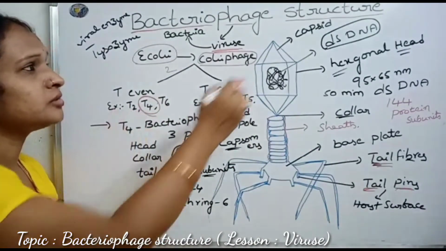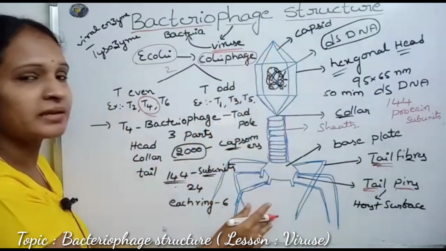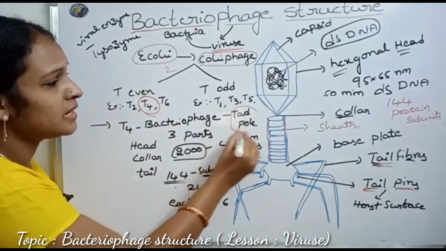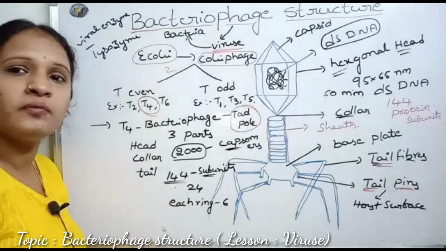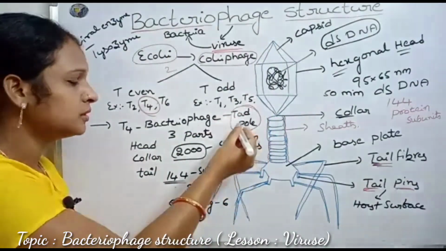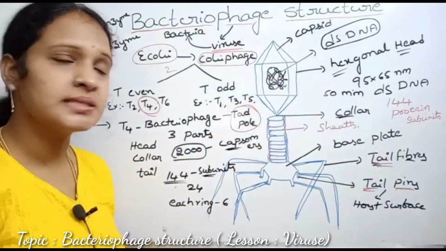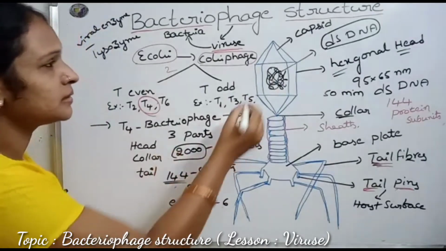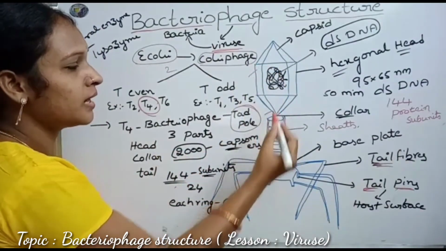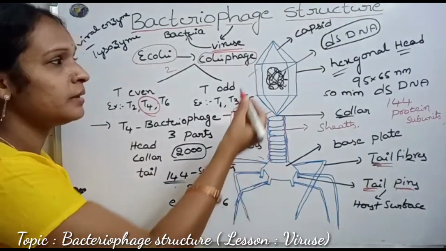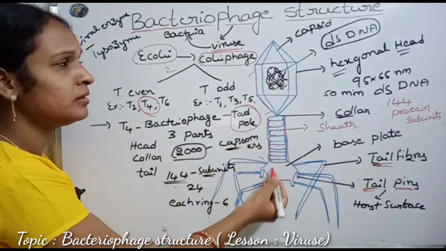This is the structure of the T4 bacteriophage. The T4 bacteriophage shape is the tadpole shape. These bacteriophages consist of three parts: the head part, the middle collar part, and the tail part, at the end of the base.